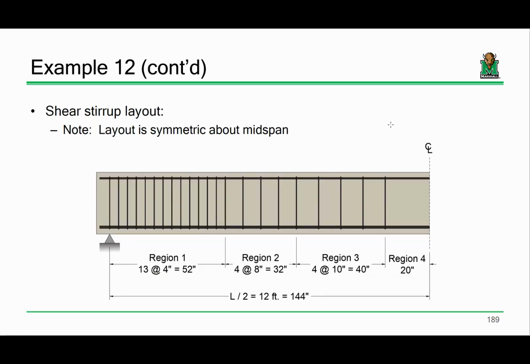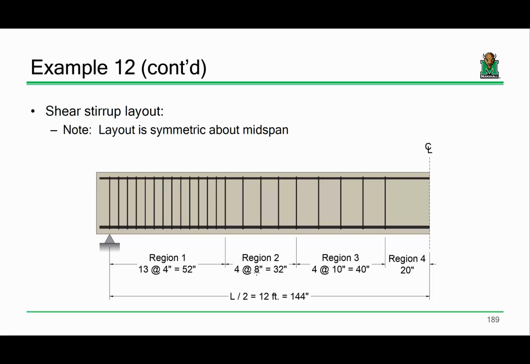I've also got a stirrup layout. If you notice, region 1 uses a stirrup spacing of 4 inches. Region 2 uses a spacing of 8 inches. Region 3, 10 inches. Region 4, 20. We'll talk later on specifically about how you lay that out, and what's a good number of regions, because that's an involved discussion. But right now, I just wanted to give you an idea of what shear stirrup layouts would look like.